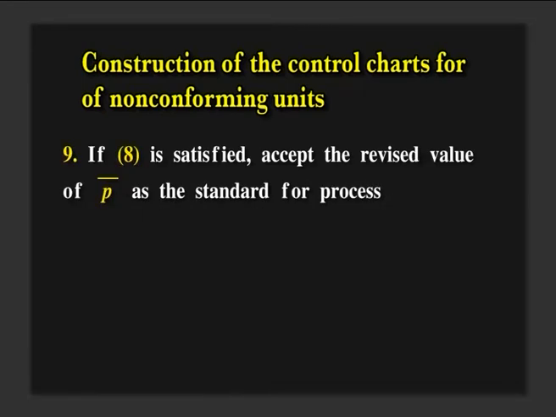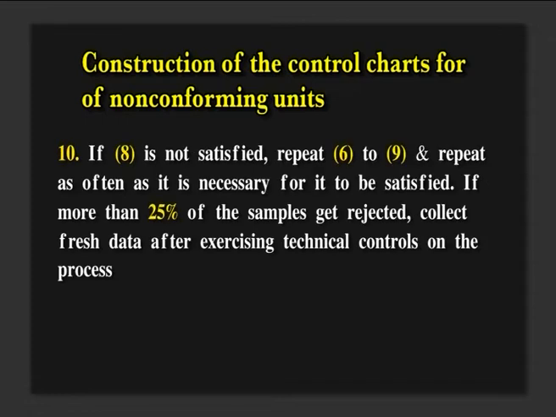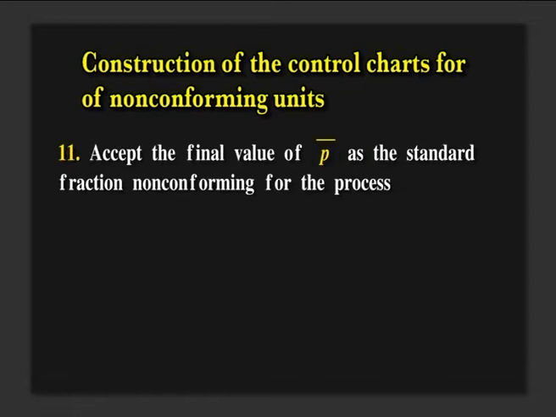Step 9. If step 8 is satisfied, accept the revised value of P bar as the standard for process. Step 10. If 8 is not satisfied, repeat step 6 to 9 and repeat as often as it is necessary for it to be satisfied. If more than 25% of the samples get rejected, collect fresh data after exercising technical controls on the process. Step 11. Accept the final values of P bar as the standard fraction non-conforming for the process.